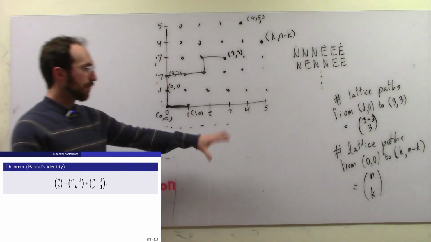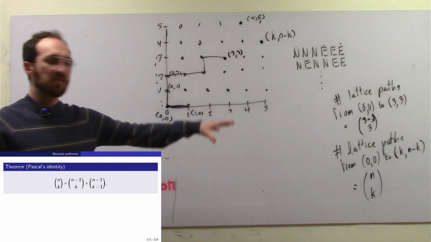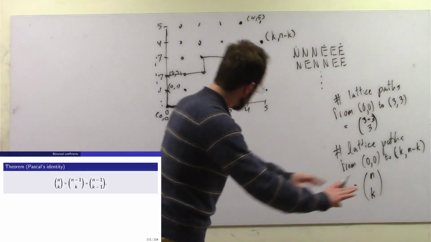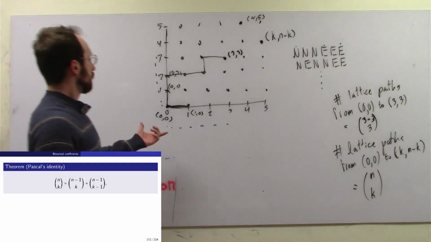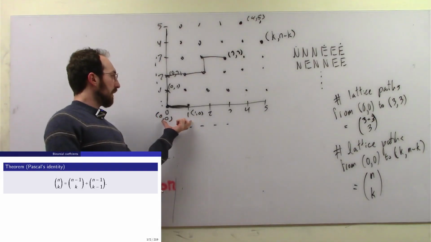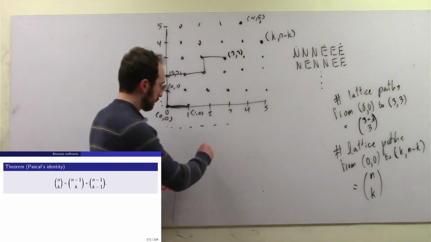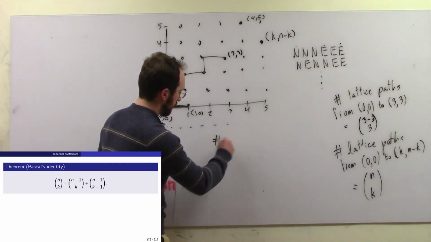I'm still going to go from (0, 0) to (K, N minus K), but I'm going to go east at the very beginning. So that means I have one less east move. So let's write that out.